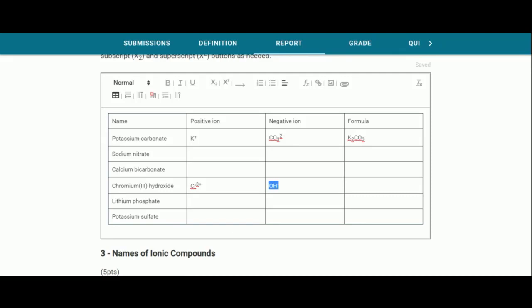And I'm going to need 3 -1s to balance with the +3, so the total positive is equal to the total negative. So this is going to be chromium, parentheses, OH, close parentheses, subscript 3. I need to use the parentheses when I need more than one polyatomic ion. And that's honestly the only tricky part about this. It's the only thing you need to watch for.